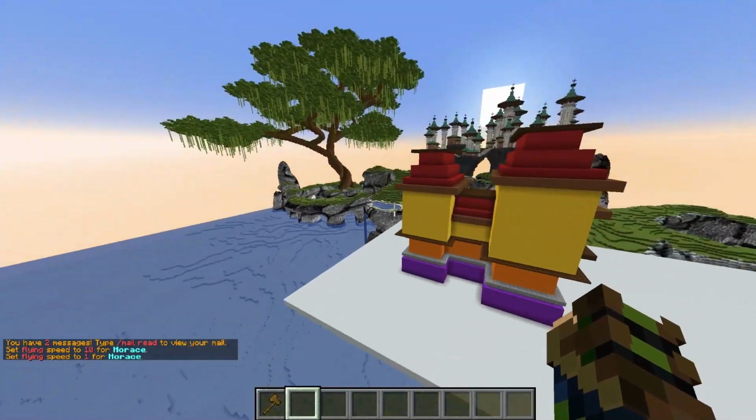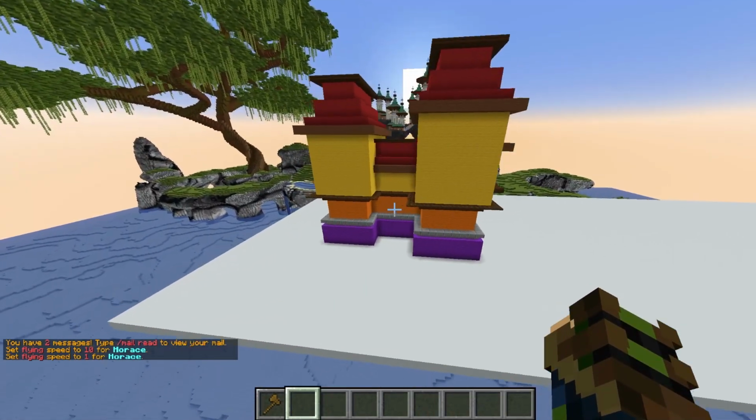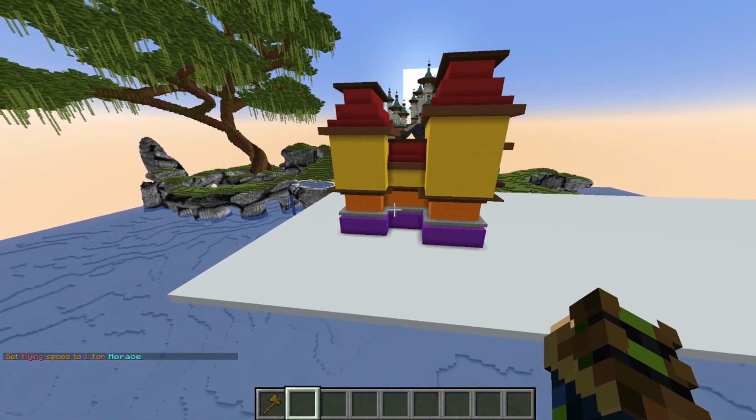So, generally, my houses are going to look something like this. They're generally just boxes, they're not detailed. There's really nothing about them that's all that interesting.